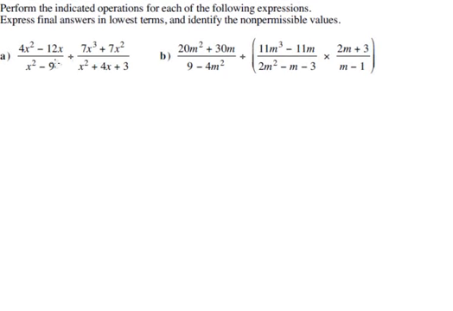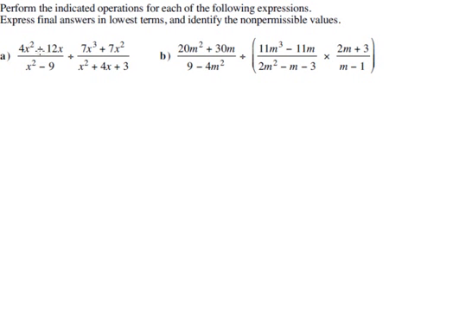Perform the indicated operations. In both cases there are divisions going on here, so in both of these I'm going to be changing the division to a multiplication, flipping the fraction that comes after it. Now, I'm going to factor these right away because I want to be able to see what the non-permissible values are later. That's going to be easier if I do the factoring now.